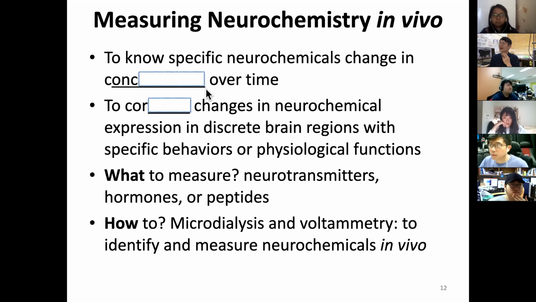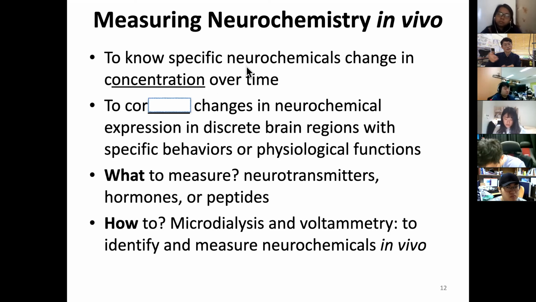It's a concentration over time, okay? So there are many neurochemicals inside the brain, such as neurotransmitters. And the problem is this is not a very easy technique to run, because in vivo measurement is not that easy. In vitro, there are more sensitive assays available.